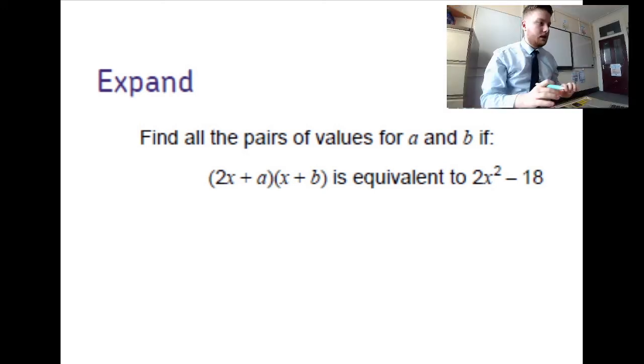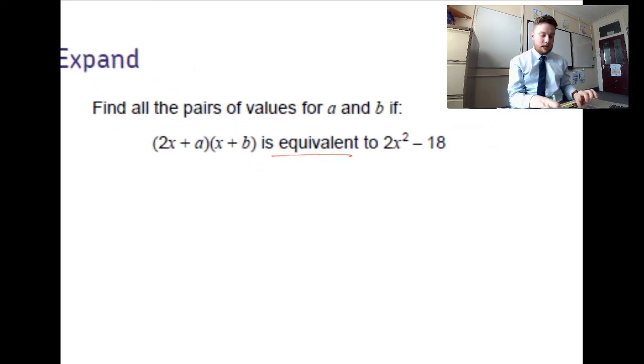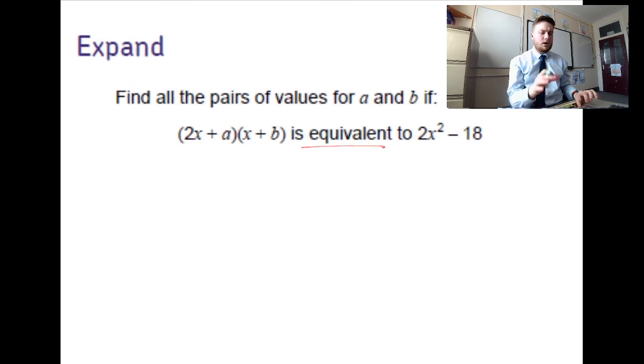Okay, let's have a look at the answer to this then. So, again, theme of the day: strategy. We need to have a clear strategy, and we need to unpick what is actually being asked in the question. So what we've got is we want to find the pairs of values for a and b if (2x + a) multiplied by (x + b) is equivalent to 2x² − 18. That word, equivalent, that's the one that we need to know what it is talking about. So equivalent is the key word in this case. We need to know what equivalent means.